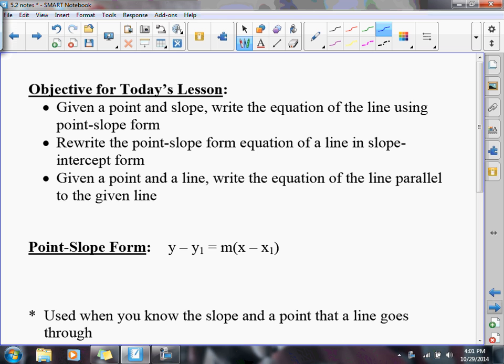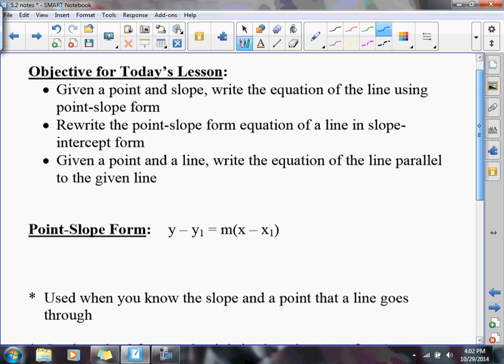And today we're going to be given a point and a slope, and we'll have to write the equation of a line in point slope form. And then we're going to rewrite that equation in slope intercept form so that we can see the connection between both of the forms. And then we'll also be given a point and a line, and we'll have to write an equation that's parallel to the given line. So that's an application of the point slope form.